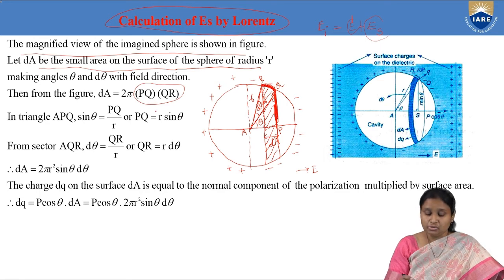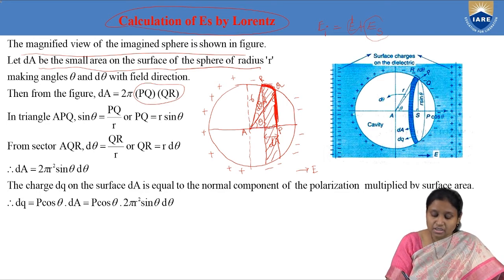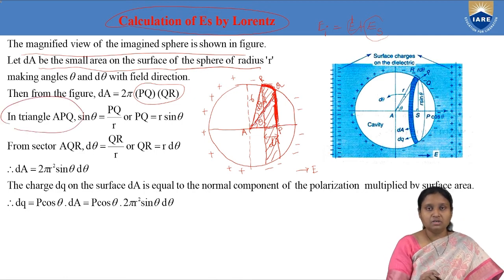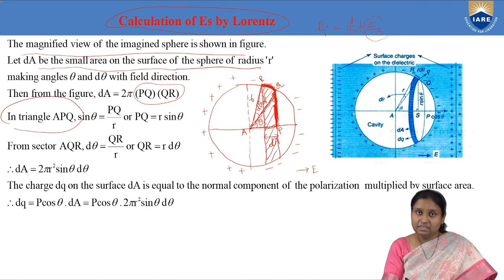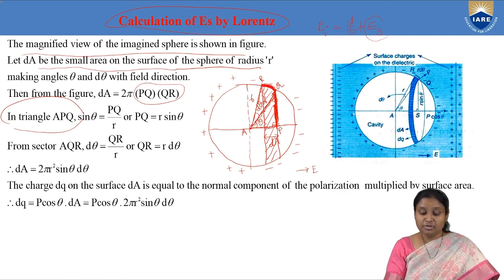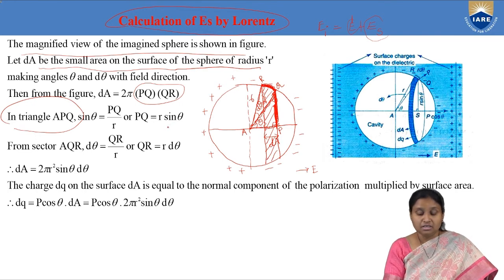In order to find PQ, I am taking help of triangle APQ. When we take this triangle APQ, as you can make out in the second step, in triangle APQ I have here theta. We know that sine theta is opposite side by hypotenuse, and we know that this is 90 degrees. So the side which is opposite to 90 degrees is our hypotenuse. So AQ is our hypotenuse, and the side which is opposite to this theta is PQ. So sine theta will be PQ by AQ, but we know that AQ is R. So from this, PQ comes out to be R sine theta.